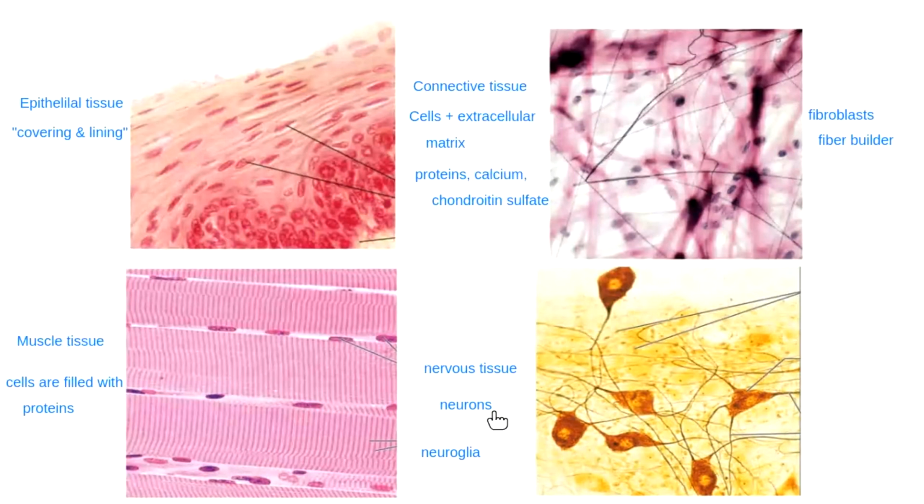So, four main types of tissue in the body. Epithelial tissue, made entirely of cells. Connective tissue, made of cells plus stuff on the outside. Muscle tissue, cells with lots of proteins inside of them. And then nervous tissue, with these weird shaped neuron cells and their little tiny neuroglia helpers on the outside. That's the four main tissue types.